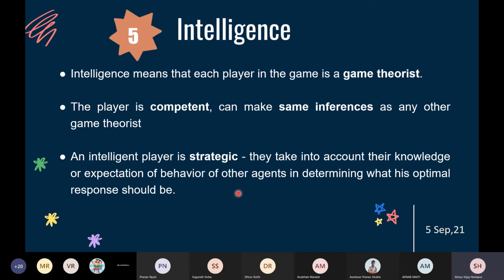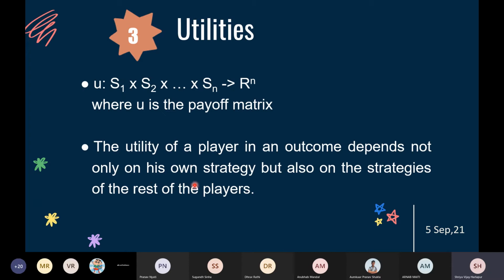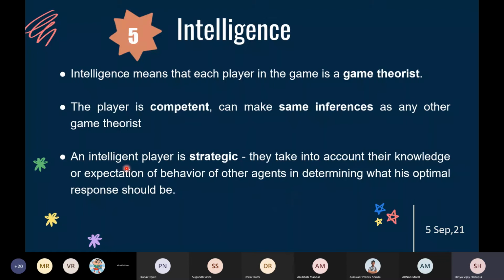Another thing to take note of is that they will take into account what the other players will be doing in order to determine their own optimal response, right? We did discuss in utilities that the utility depends on everybody's strategy, not just the current player. These players know that, and they take into account the actions of every single other player in the game in order to maximize their utility and determine their optimal response.